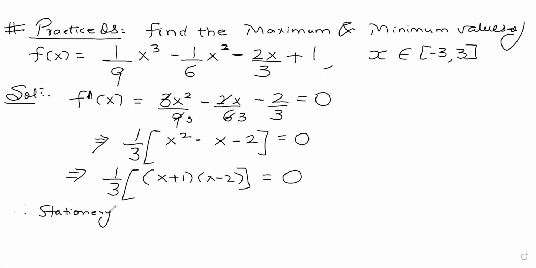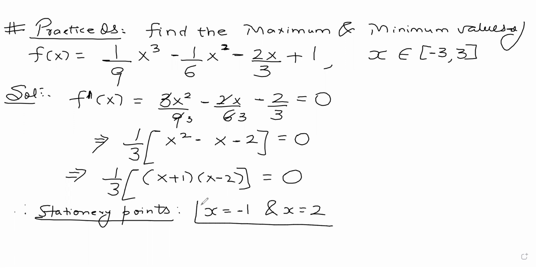Therefore, if I solve the above equation for x, our stationary points are x equal to minus 1 and x equal to 2. You put x equal to minus 1 in this equation, you get 0. You put x equal to 2 in this equation, you get f dash x 0. So my stationary points are minus 1 and 2. Now I can make an analysis table here.